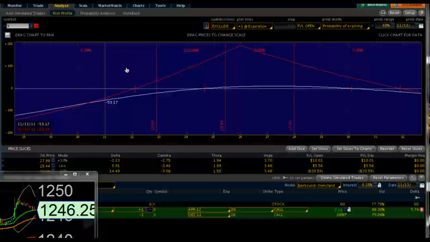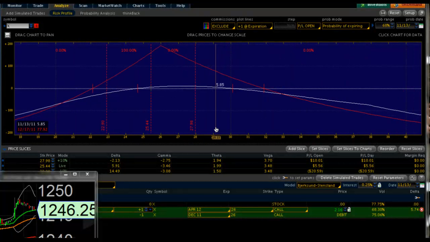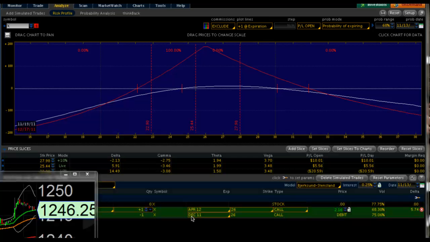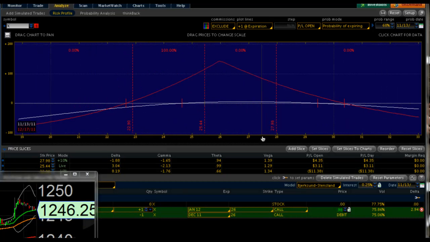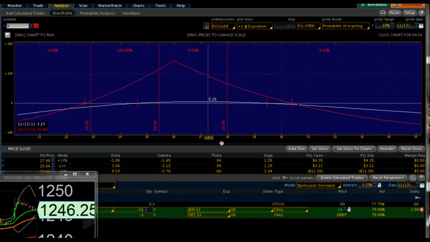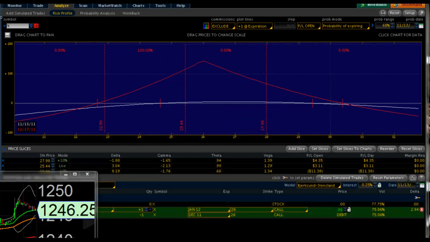And if you look at the risk profile, now you see what April would look like. I mean, the expiration's December. So it's not something realistically you want to do. But if we look at the risk profile, because we right-clicked it in the Add Simulated Trade, you want to right-click at the strike price, which is $26. December, you are short U.S. Steel in December, but you are long in January.